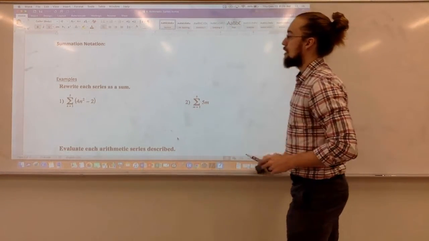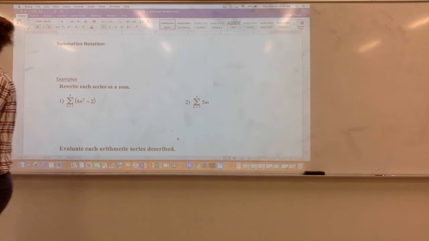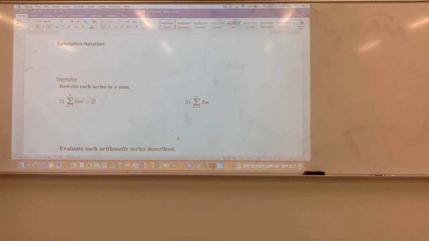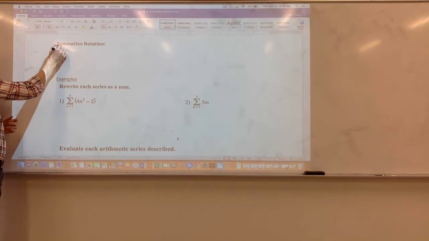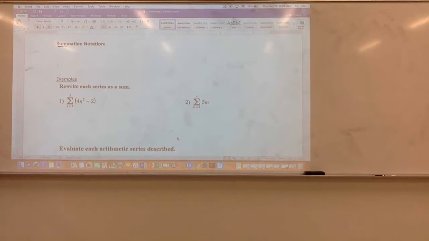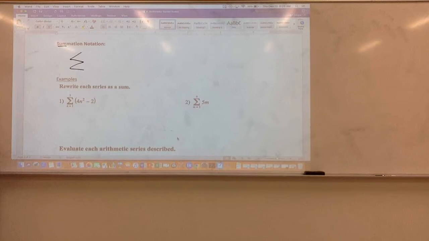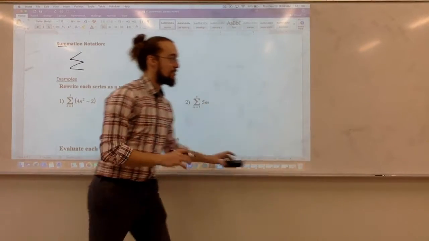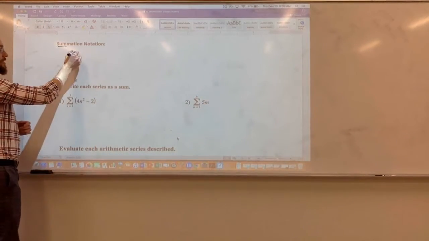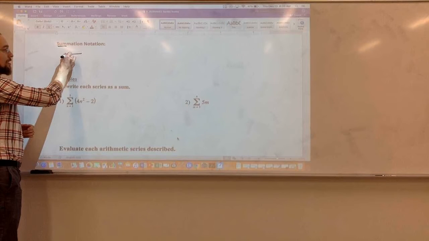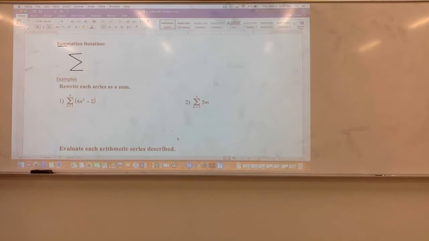Alright, so this on the back is just another way of writing a series. It's called summation notation. Sum just means adding things, right? It's just another way of writing a series. So summation notation looks like this. We use this big Greek letter. I'll straighten it out a little bit. Is that better? Yes.